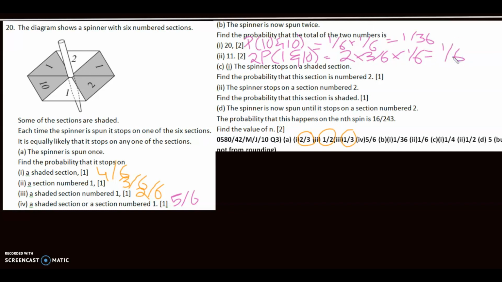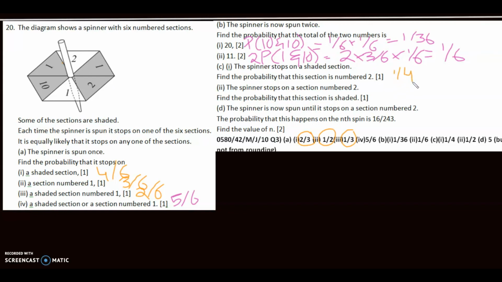Okay, part C. The spinner stops on a shaded section. Find the probability that this section is numbered 2. So the question is telling us that it stops on a shaded section. That means the denominator is now 4. So the denominator will have these 4 options, and only one of the 4 sections is numbered 2. So the probability will be 1 out of 4. So 1 out of 4 is the answer here.